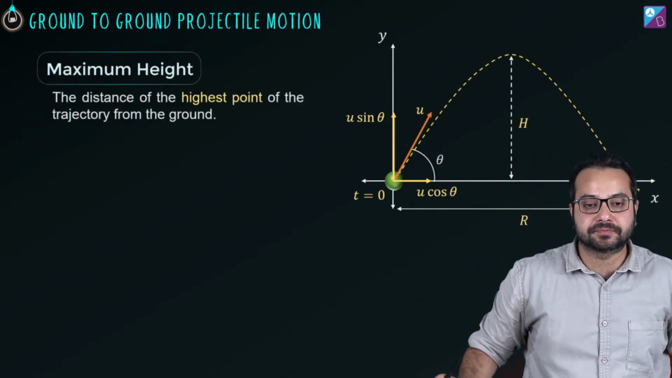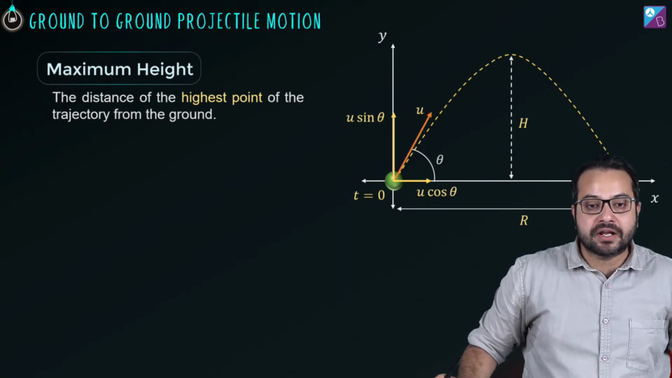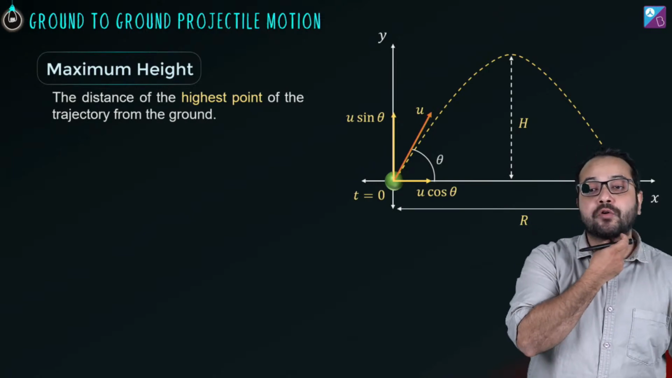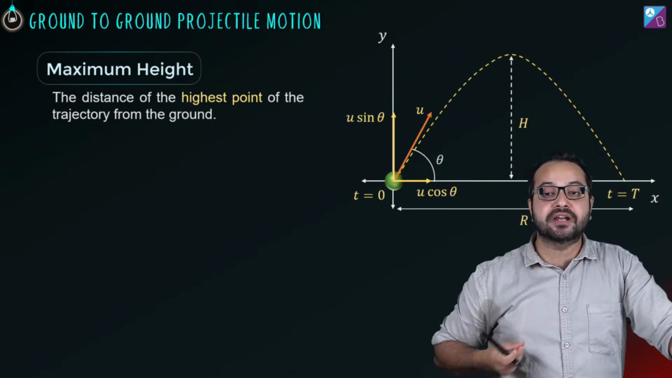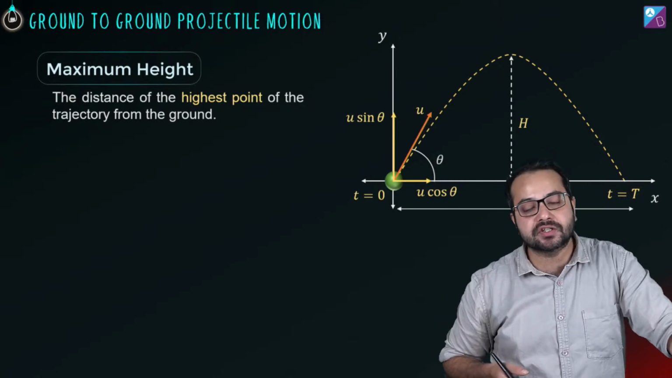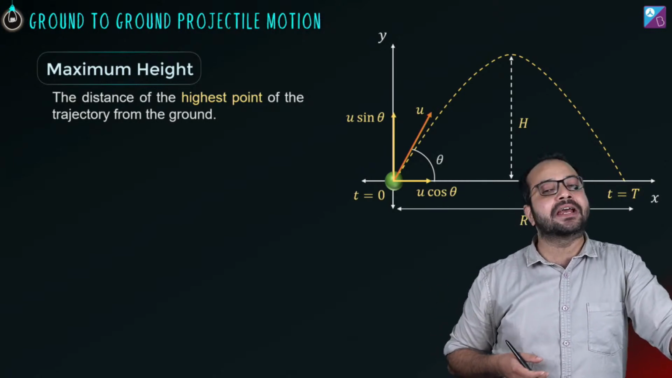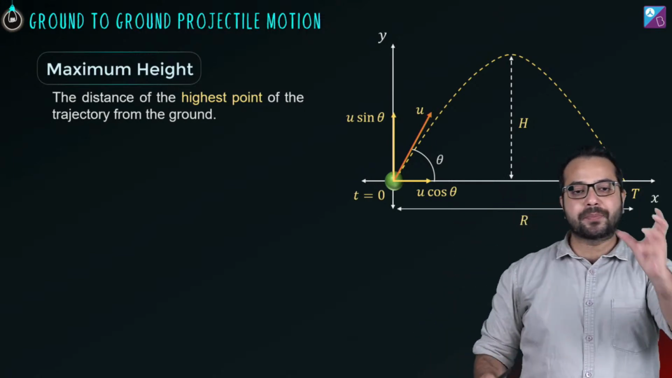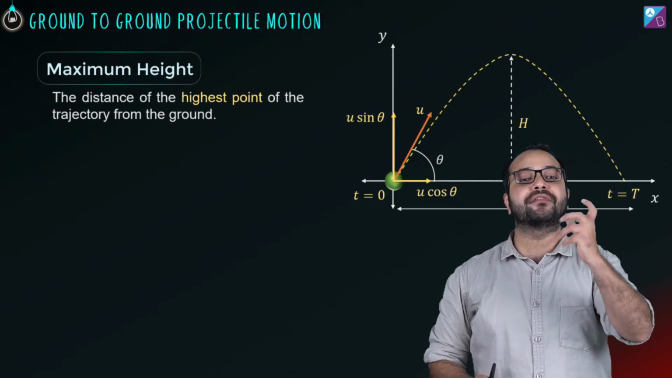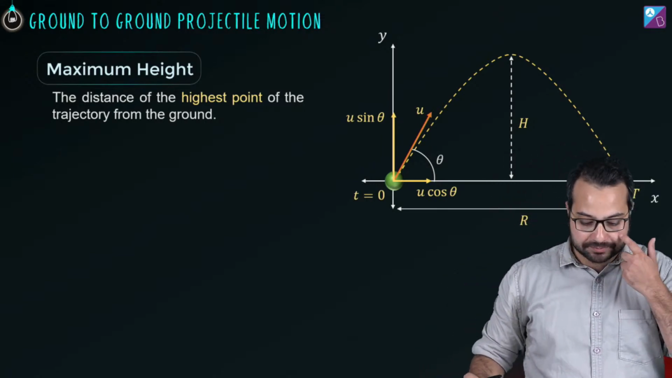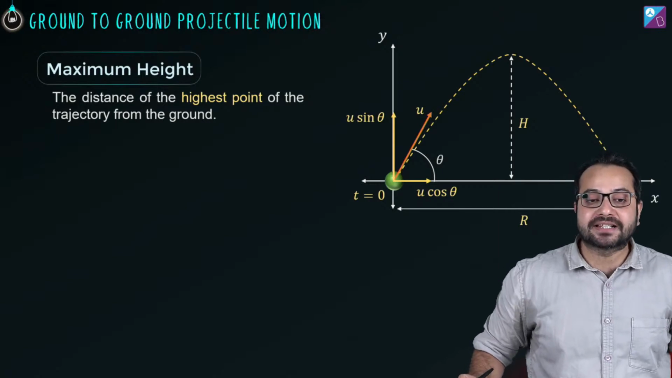Maximum height reached. Sir, in real life projectile follows this symmetry. It depends how you are defining real life. In real life, if there is air drag, then obviously it is not going to follow. But if the air drag is very minimal, then it is going to follow. So it depends on what you are defining as real life, what parameters you are considering.